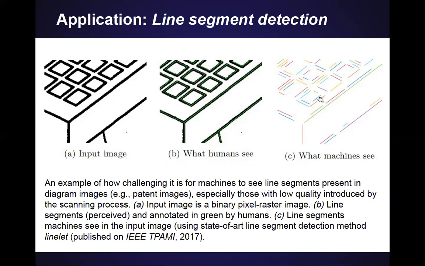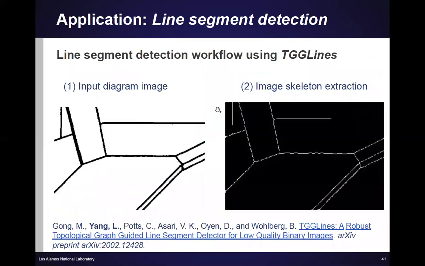Then we can see the state-of-the-art method, published in IEEE PAMI 2017, called LineLit. We can see this machine sees a lot of tiny line segments in the input diagram images. So we propose a method called TGG-Lines to tackle the line segments present in diagram images. You can click this link to go to our paper directly. TGG-Lines: a robust topological graph guided line segment detector for low quality binary images.